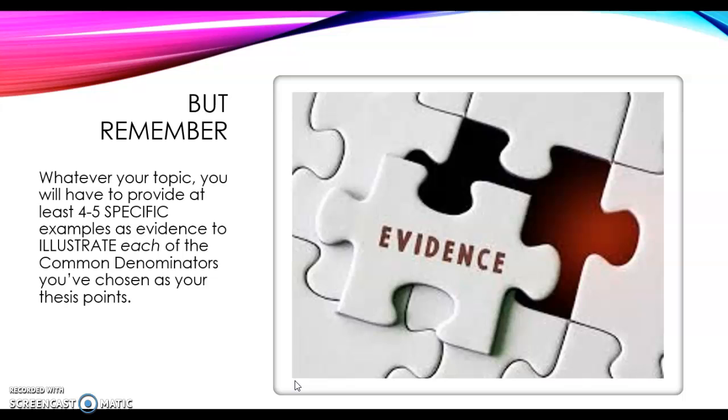Just remember that whatever your topic, whether it's music, movies, TV shows, or books, you're going to have to provide at least 4 to 5 specific examples, and that's the minimum, as evidence to illustrate each of the common denominators or thesis points you've chosen for your paper. So if you're going to tell me, for example, that one of the things that you look for in the movies that you like is really awesome special effects. Maybe that's one of your thesis points, one of the common denominators that you've chosen. Well, then you've got to be prepared to give me lots of specific examples of movies and the specific special effects in them that you find so compelling or so attractive.